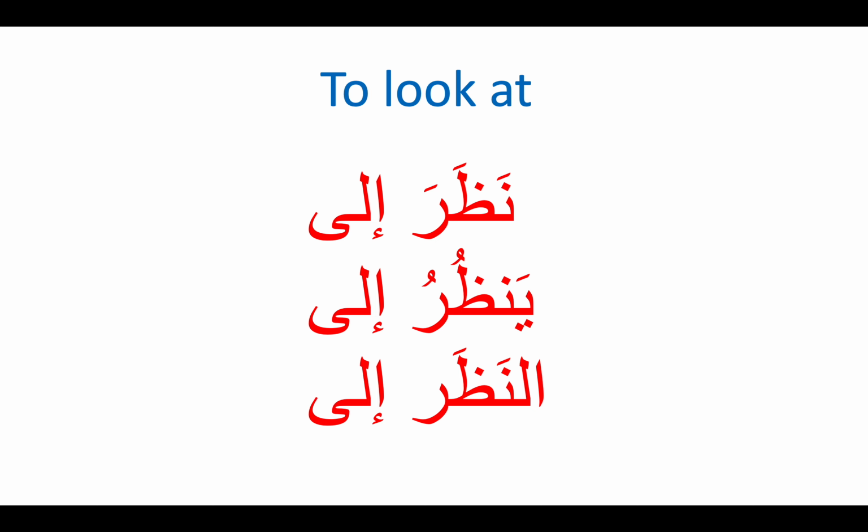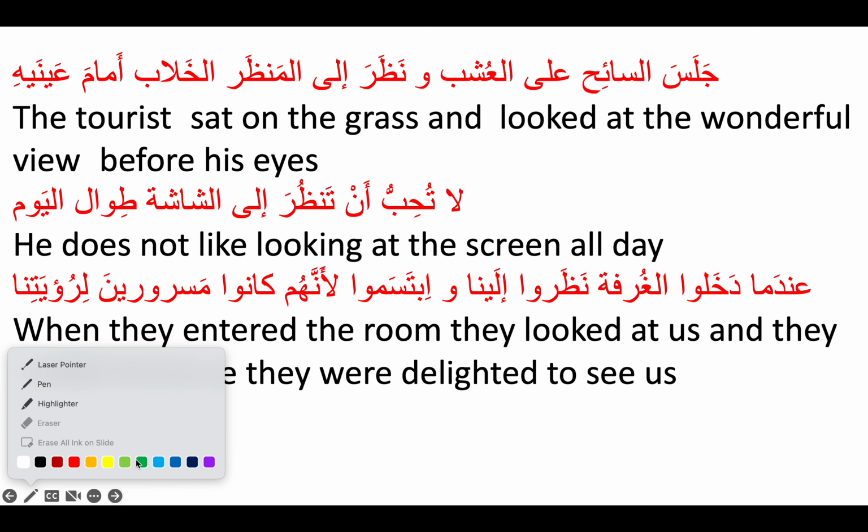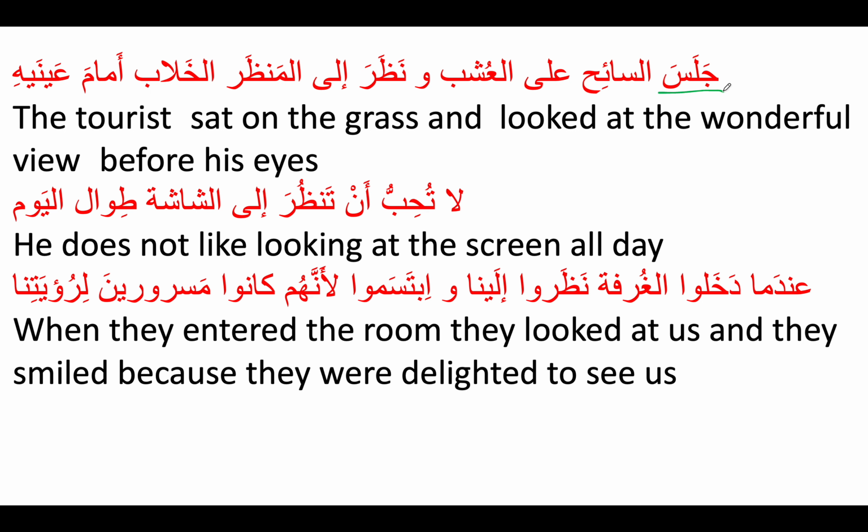Okay, let's see the example sentences now. جلس السائح على العشب ونظر إلى المنظر الخلاب أمام عينيه. The tourist sat on the grass and looked at the wonderful view before his eyes. So let's break this down. Our verb is جلس, which means to sit; in the present, يجلس. سائح is tourist. على is on. عشب, grass. ونظر إلى, to look at.